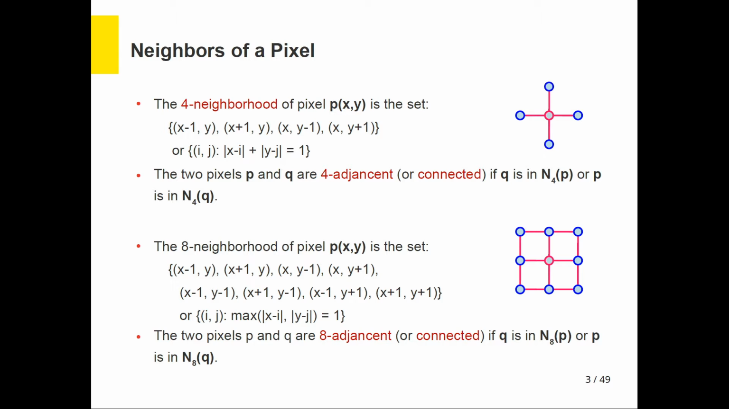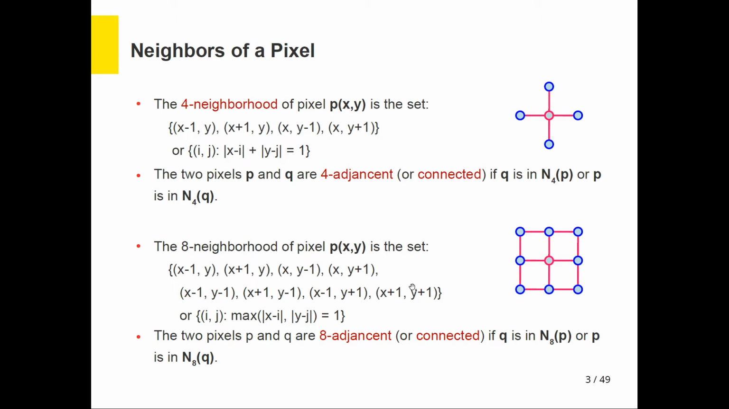We can extend this definition to eight neighborhood. When we do eight neighborhood, in addition to the four immediate neighbors, we have four additional pixels that are shown in the corners of this square. For example, this pixel in the top left corner has the coordinate values of x minus 1 and y minus 1, and the one on the bottom right corner has the coordinate values of x plus 1 and y plus 1.